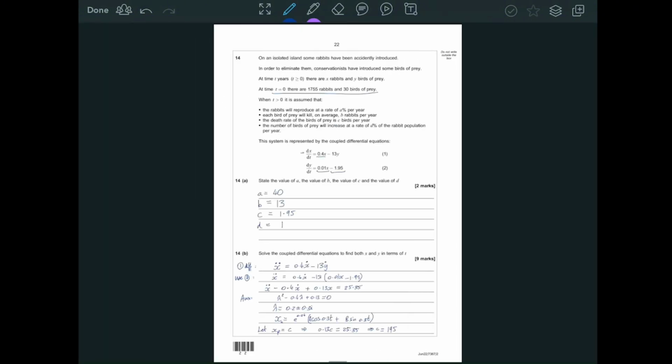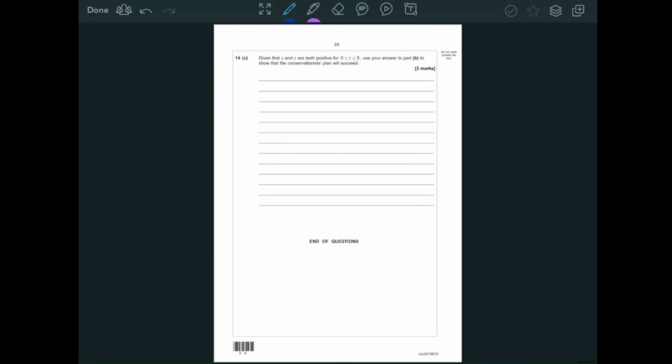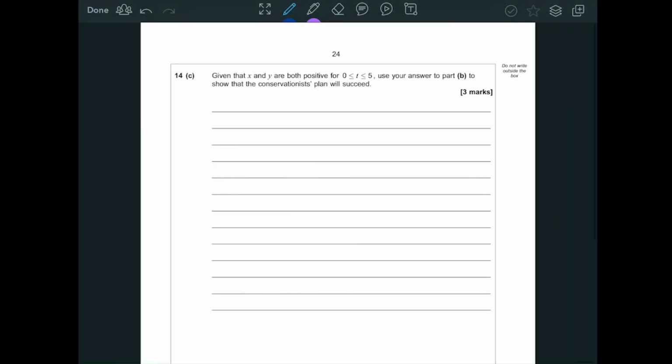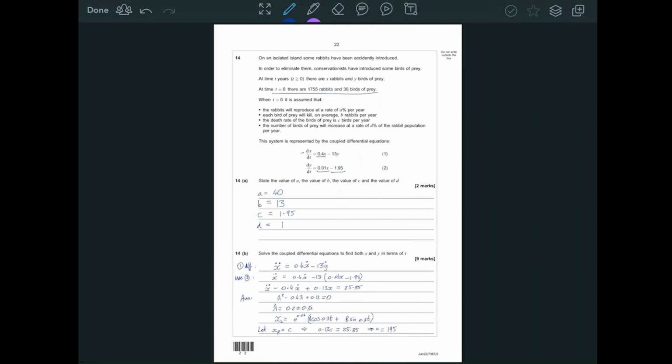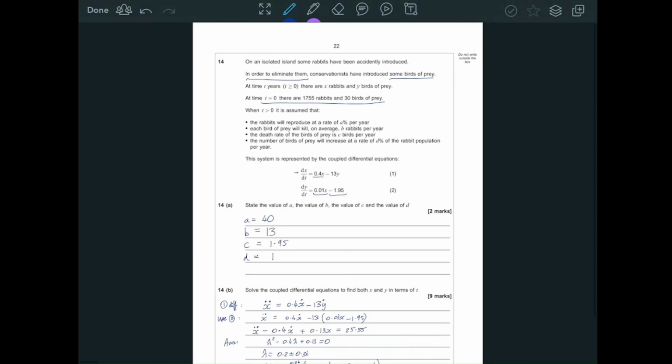Let's check I actually answered the question. Solve the coupled differential equations to find both x and y in terms of t. x and y are in terms of t. Beautiful. Given that x and y are both positive for the first 5 years, show that your answer to part B will succeed. So we need to go all the way back to the context. What was the conservationist plan? In order to eliminate them, they've introduced some birds of prey. So we're trying to eliminate these rabbits, so we want to make x be 0.